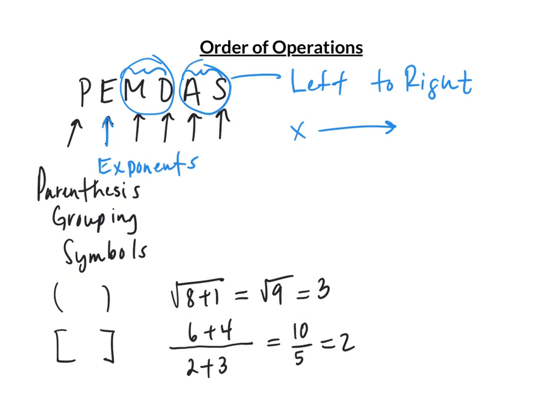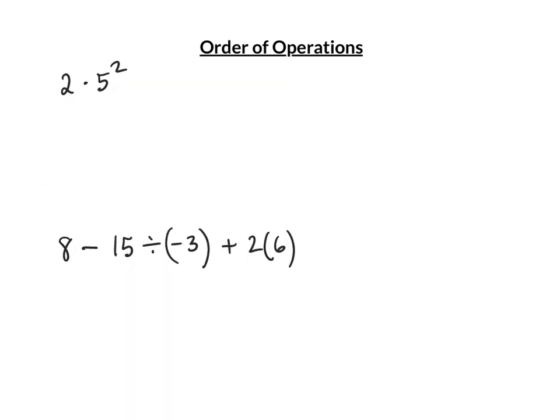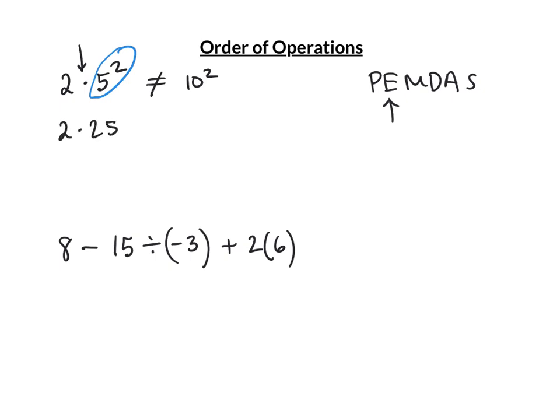Let's look at some examples. 2 times 5 squared. A lot of students want to make this 10 squared, but this is not equal to 10 squared. That's multiplication. And if you look at PEMDAS, that E is there for a reason. The reason is the exponent only applies to the number it's on, and the exponent is only on the 5. So you must do the exponent before you multiply. This is 2 times 25. 2 times 25 ends up being 50.